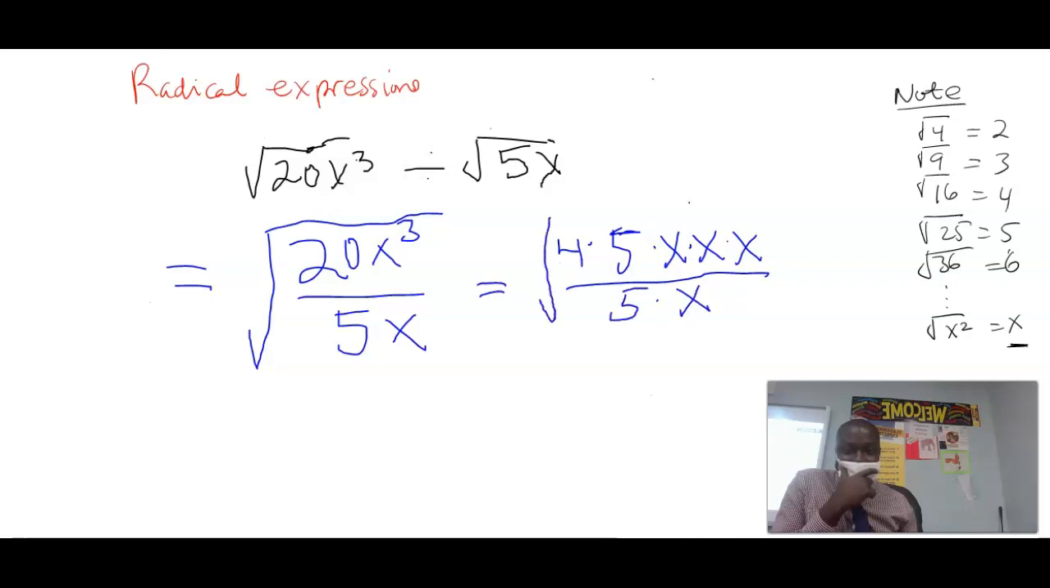Okay. And bring our square root. So 5 and 5 turn into 1. X and X turn into 1. So now what we have is 4 here. So we have square root of 4 here. And the X times X is what? X squared. Okay, here all of them turn into 1, so square root of 1 is 1.